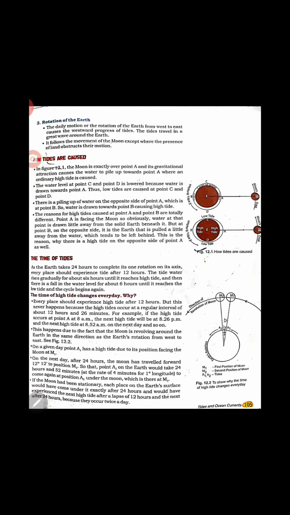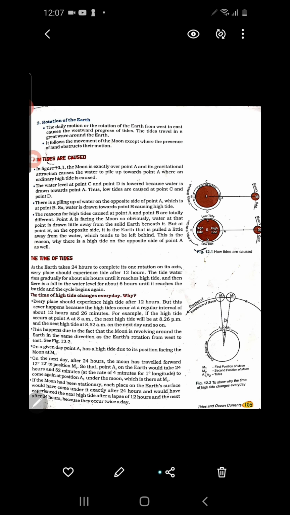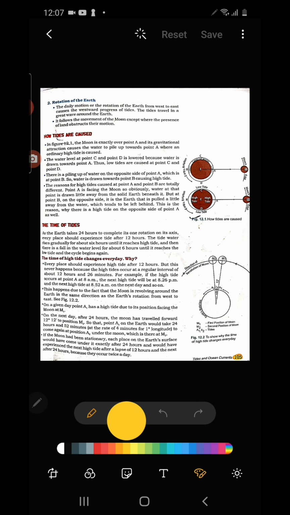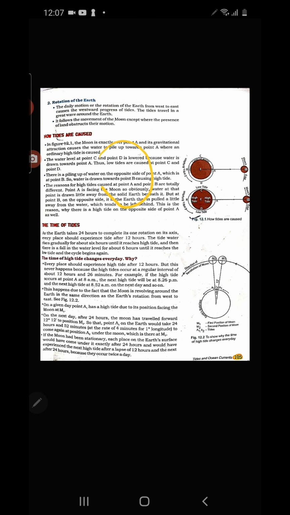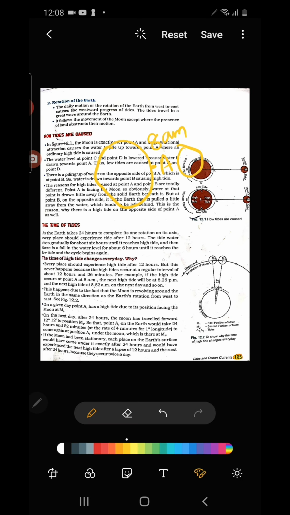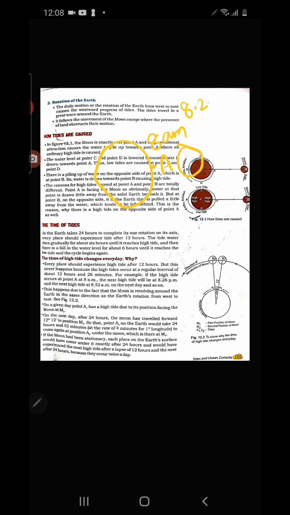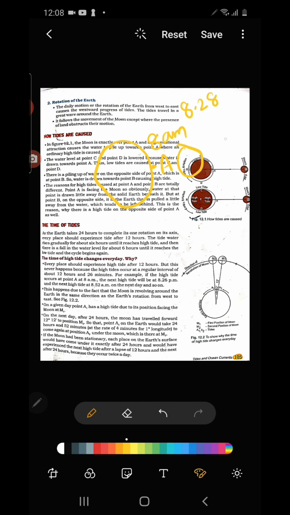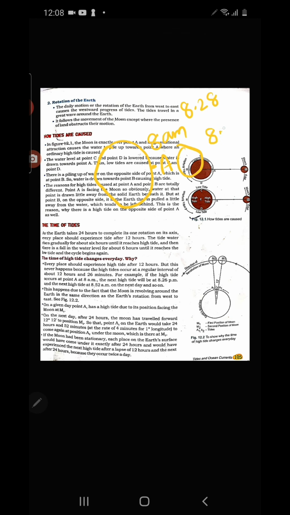Here you see, this is the time of tide. Time of tide means what? Suppose in a particular place, this is the earth and the moon is here, and point A is facing the moon. In this place the tide occurs at 8 AM. After 12 hours the next tide occurs, but it will not take place at 8 AM exactly. Sometimes it will take about 8:26. Then the next day after 12 hours it will take place at 8:26.